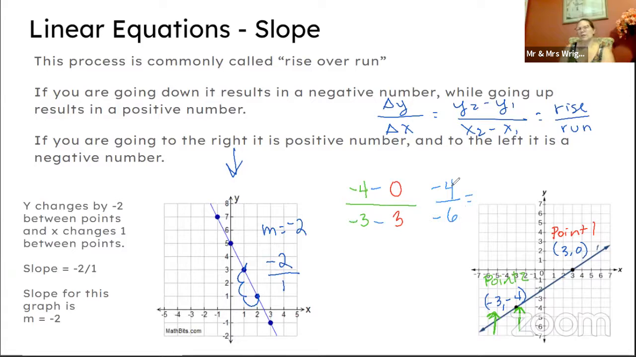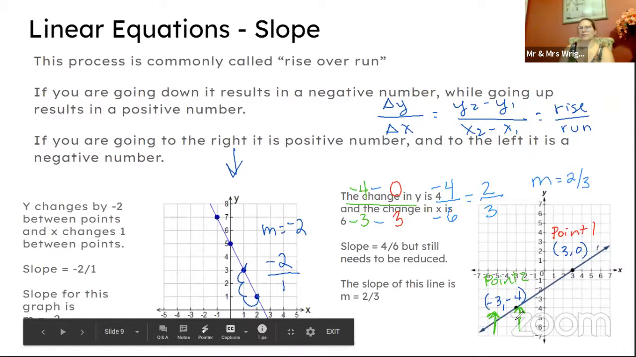Well, 4/6. How can I simplify that? I can't do 4 divided by 6, so I have to simplify by dividing both the denominator and the numerator by 2. Which is going to give me 4 divided by 2 is 2, 6 divided by 2 is 3. So in this case, m is going to equal 2/3. And we see that we got our answer correct right there.